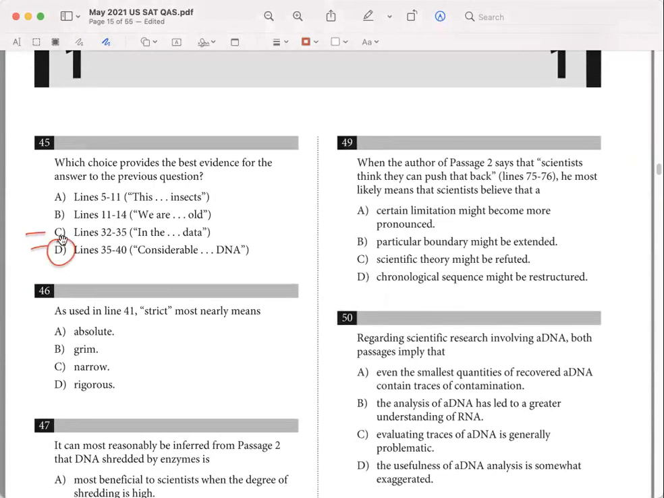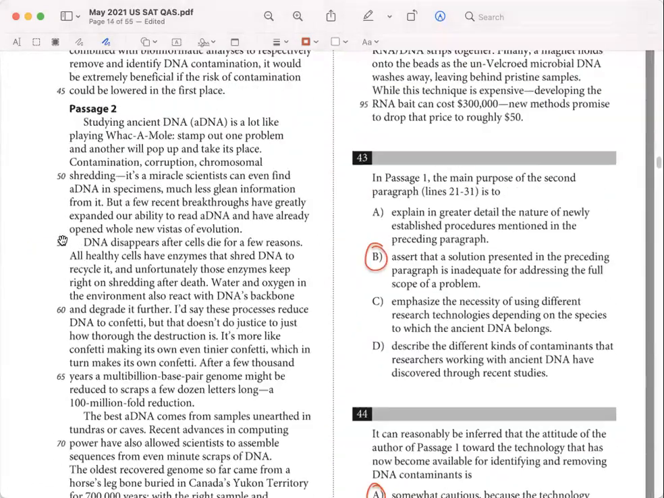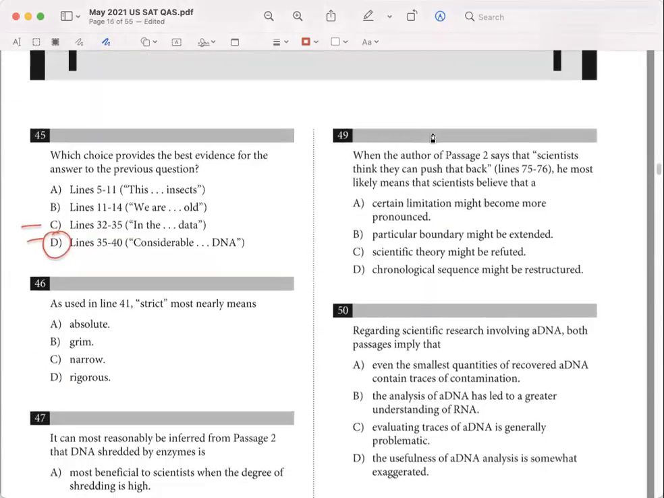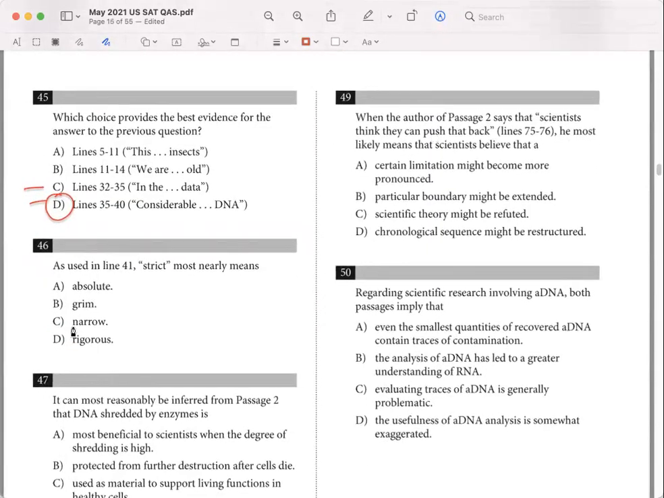Okay, as used in line 41, strict most nearly means... 41. Although strict laboratory exercises are often combined with bioinformatic analysis. So strict here would be rigorous, right? You need to be rigorous, you need to be careful, you need to be extremely meticulous when you're applying these exercises to separate contaminated DNA from authentic DNA, right? So it's not absolute, it's not grim, there's nothing sad about it, and not narrow. So rigorous.